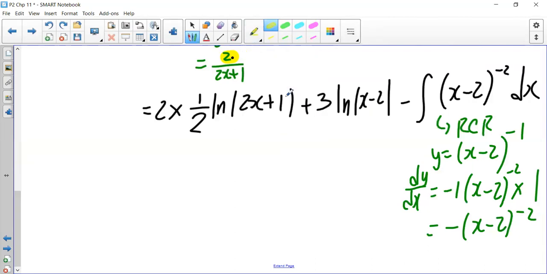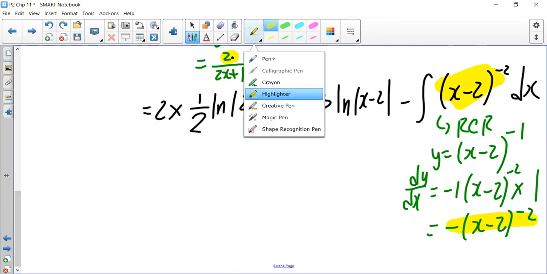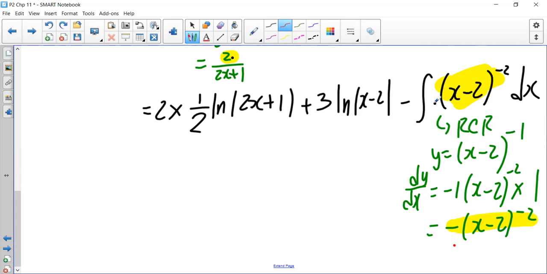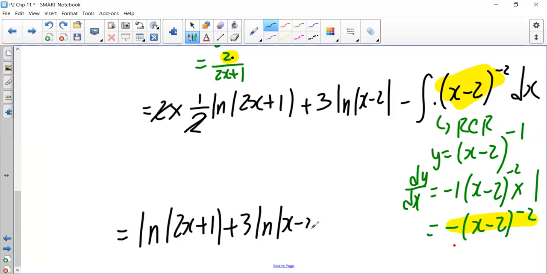Compare this to the original question. Now, the minus in here, we're not counting this minus outside the integral sign. We're only comparing what's inside the integral sign. So there is no minus in here. In other words, we have to balance with a negative of our y value. So this is what the final answer looks like. We can simplify things: 2 and 2 give us ln (2x plus 1) plus 3 ln (x minus 2), minus, and then when we integrate, the integral is negative (x minus 2) to the power minus 1, plus c.